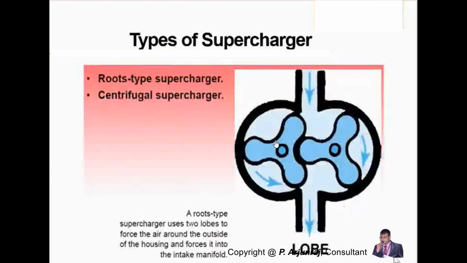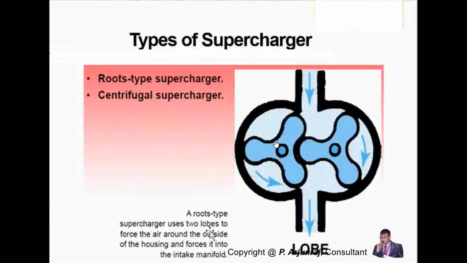This is one example of the type I have told. It has the root type. The first one is the root type, and the second category is the centrifugal type. This is an example of a root type supercharger. It uses two lobes. Here the air comes inside, goes to the outside and passes through the lobes.